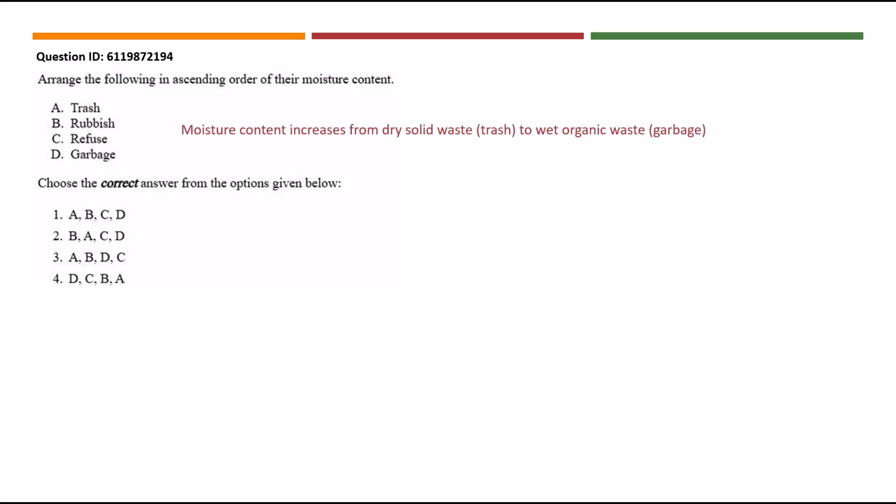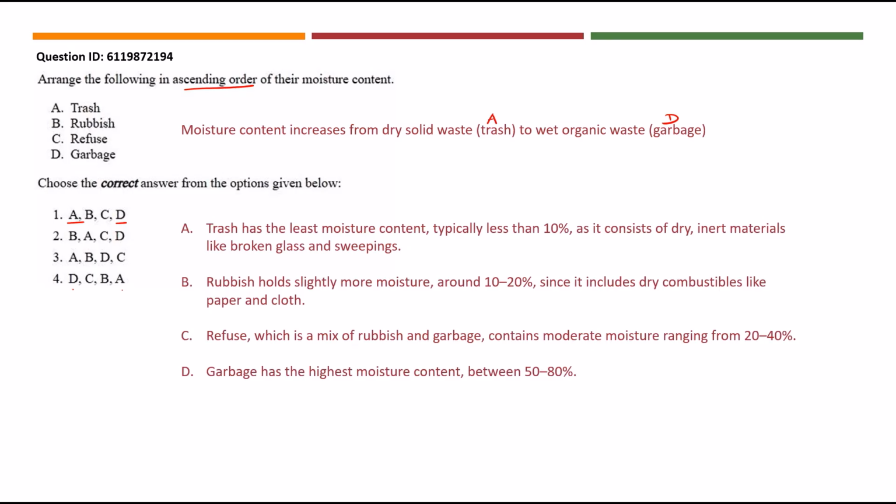Moisture content increases from dry solid waste to wet organic waste. The dry solid waste here is trash, which is in A, and the wet organic waste, the other extreme, is garbage, which is D. The only option that starts with A and ends with D will be option 1. Actually, they are asking in ascending order. So, definitely from dry solid to wet waste, we have to take the arrangement. Maybe if they ask in descending order, we have D in the first place and A in the final place. So, let's see about all the options now.